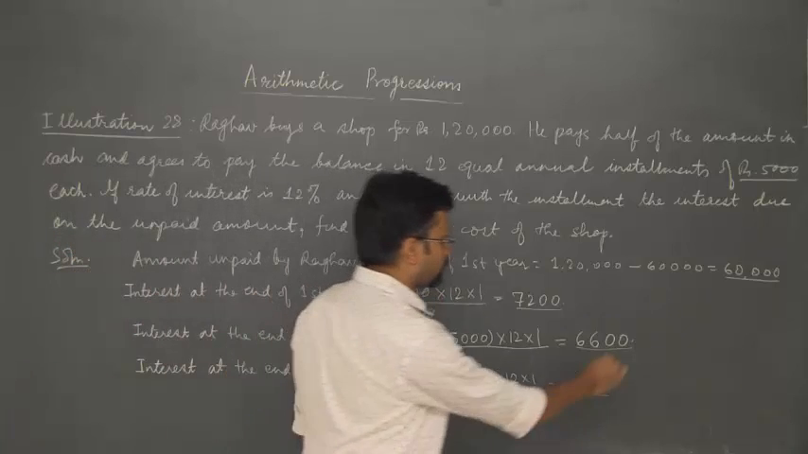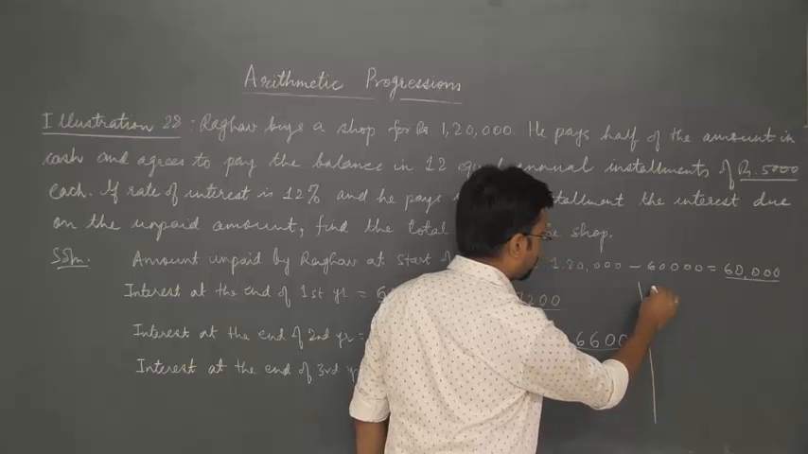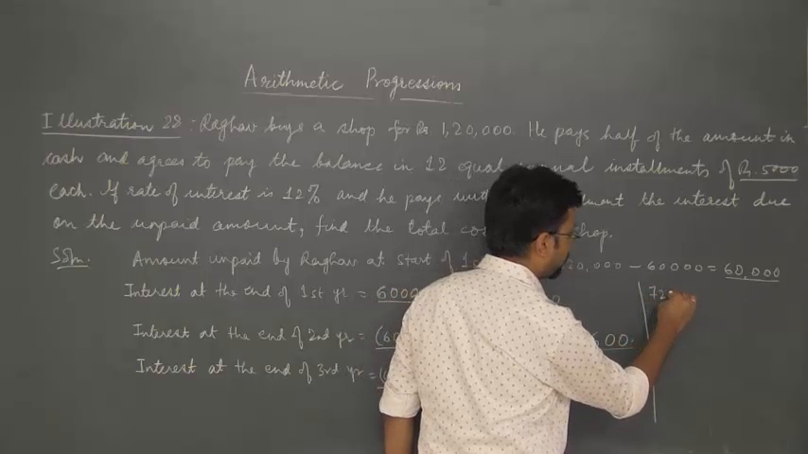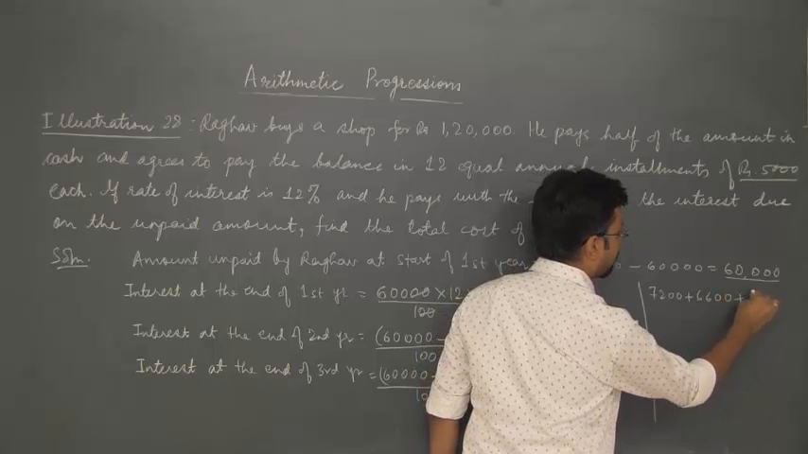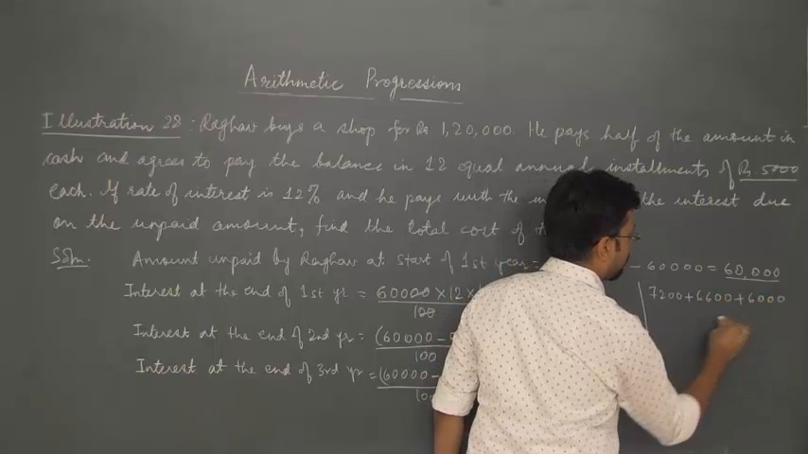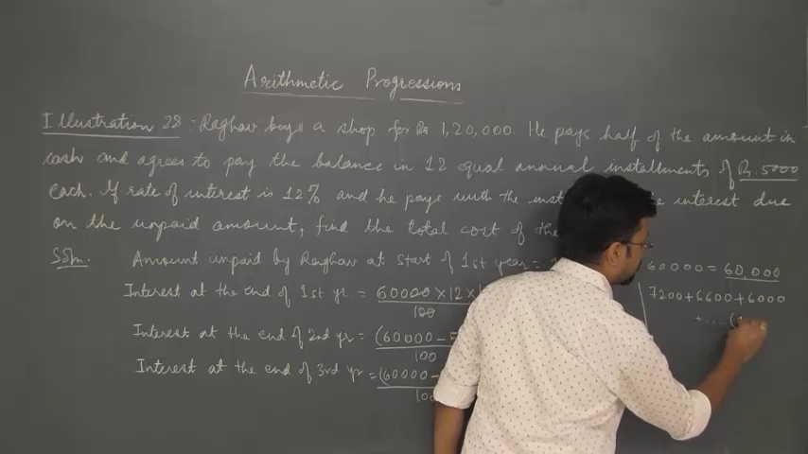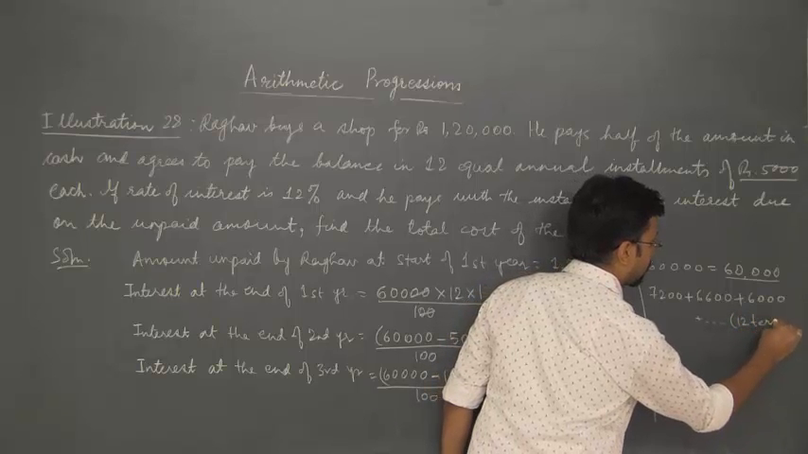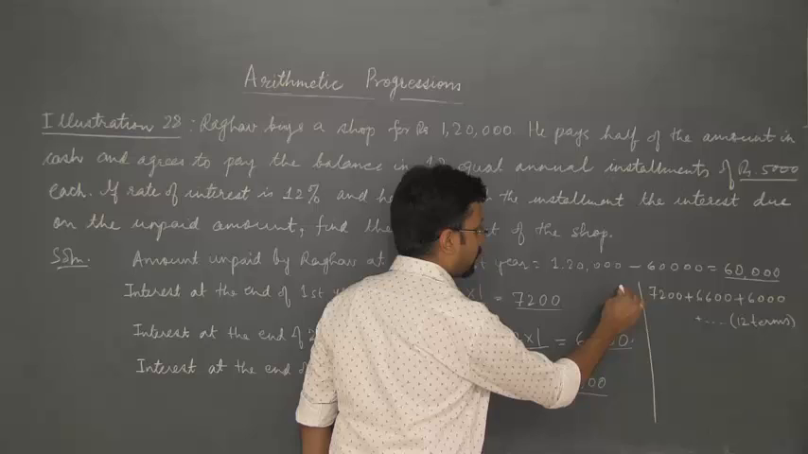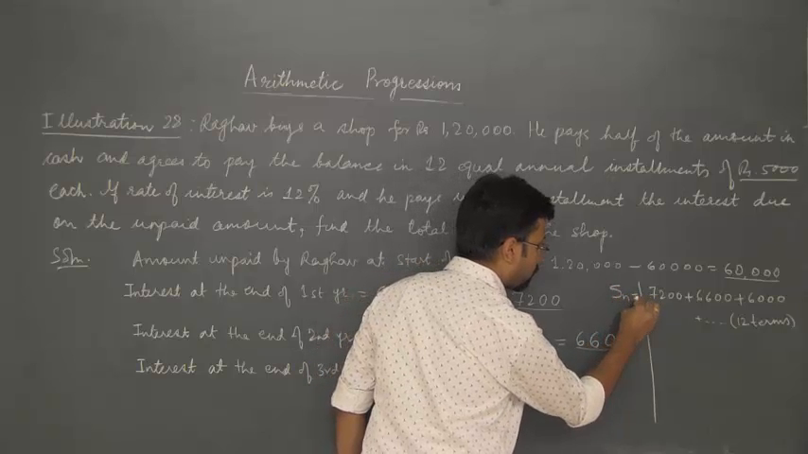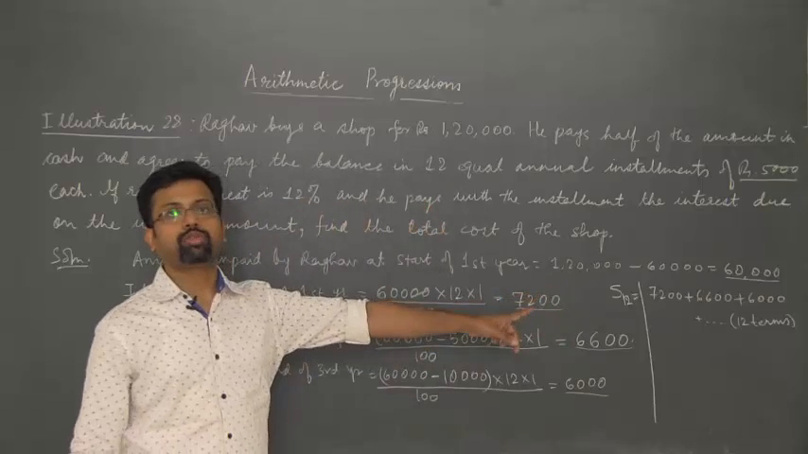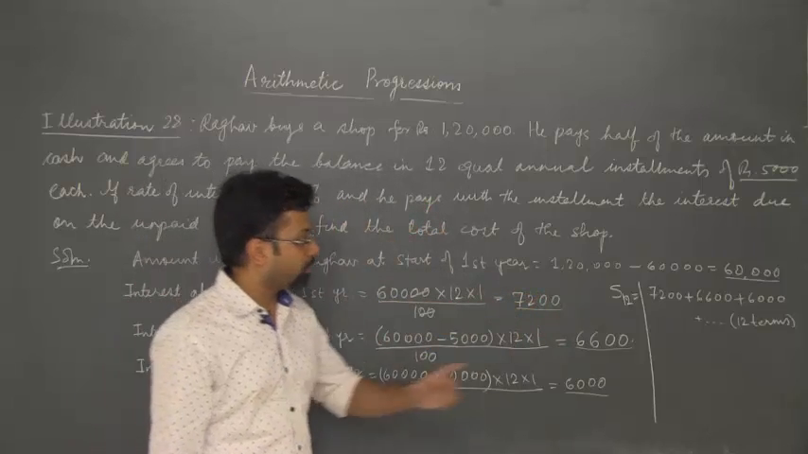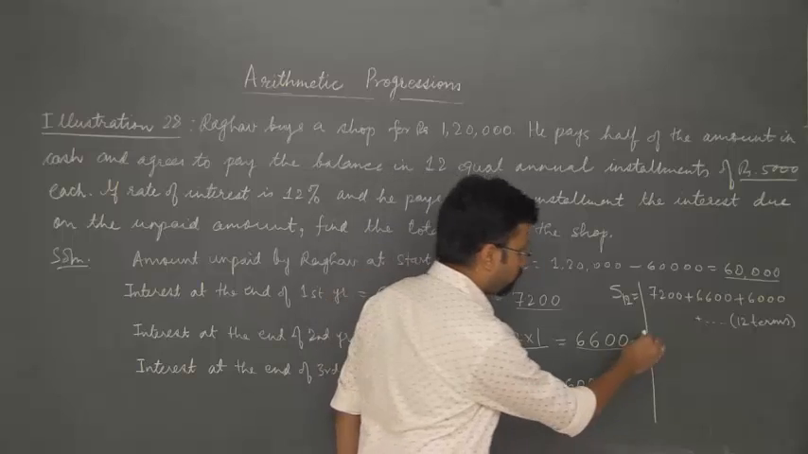And what will be the terms of the AP? Starting from 7,200, he'll be paying 6,600, he'll be paying 6,000, up to 12 terms, right? So the sum to 12 terms would essentially be the total interest that he needs to pay. And what would this be equal to? Which formula should we use?